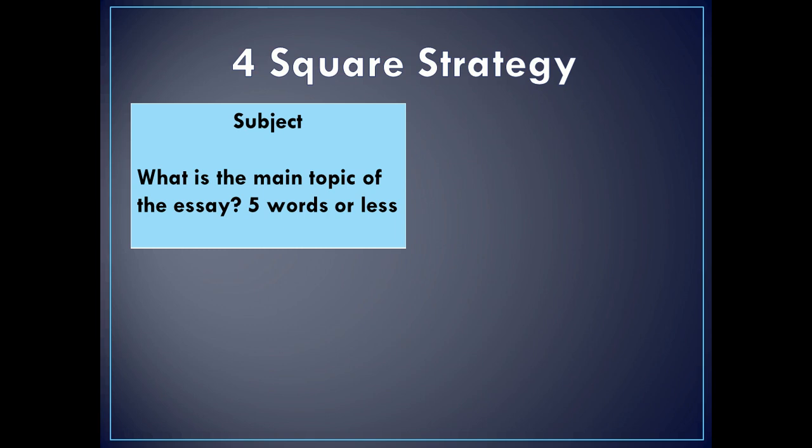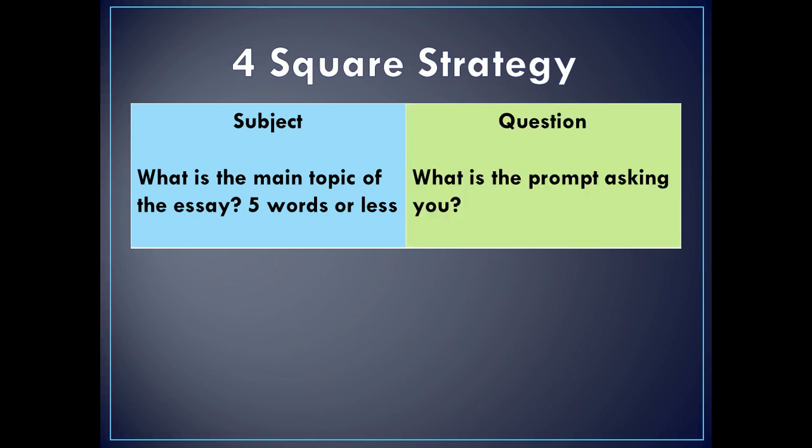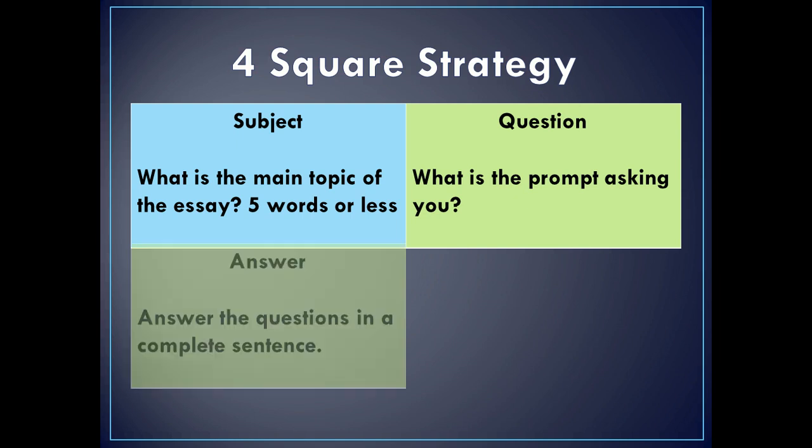After you figure out exactly what your essay is about, you think about the question. What is the prompt asking you to write about? Specifically, not what you think, what it says in the actual writing prompt. After you get that part down, then you can answer the question in a complete sentence. It doesn't have to be anything fancy, but it will be.